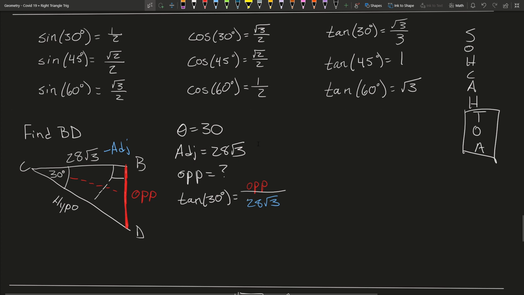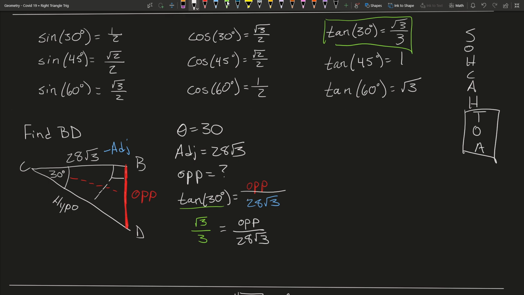And from there, we can substitute one more time. So tan of 30, that is also equal to rad 3 over 3. And now we just need to solve for the opposite side. Again, in order to do that, we'll have to multiply by the denominator. So on both sides, we want to multiply by 28 rad 3. When we do that, we're left with just the opposite side.